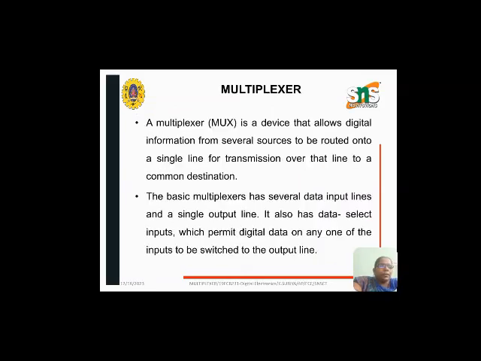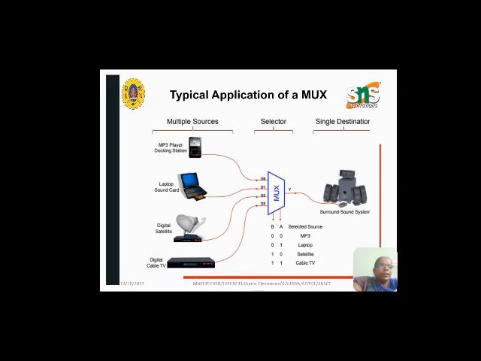So multiplexer is a device that allows digital information from several sources to route into a single line for transmission over that line to the common destination. The basic multiplexers will be having several data input lines and only one single output line. It also has data select inputs which permit the digital data on any one of the inputs to be switched to the output line. This is a typical example or application of a multiplexer.